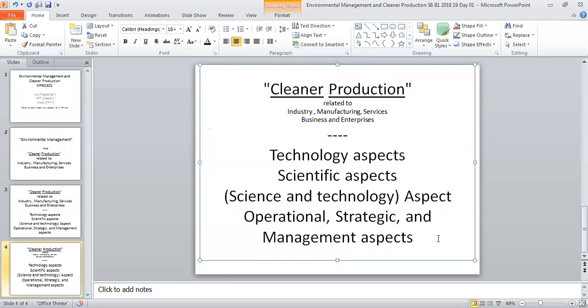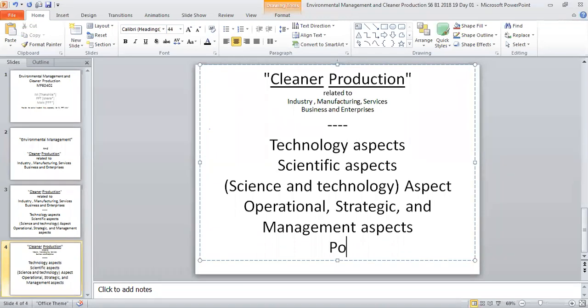Other than that, there are policy and regulatory aspects. Later you will learn all of them. Policy and regulatory aspects.